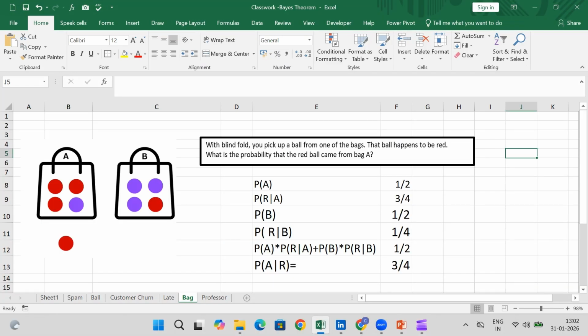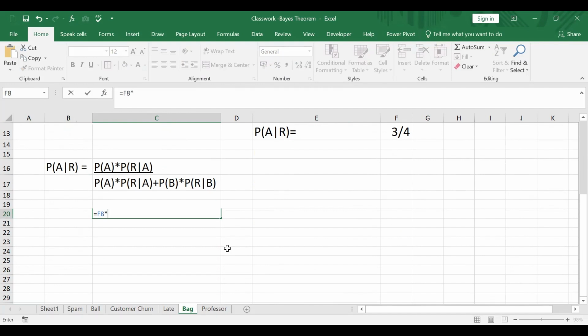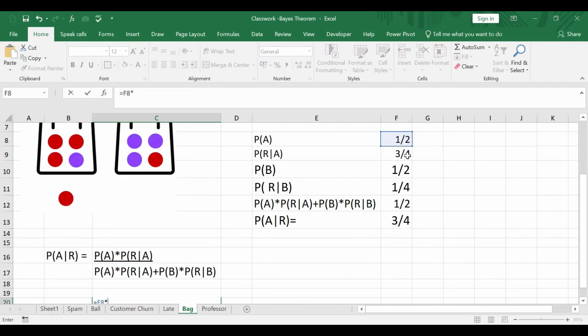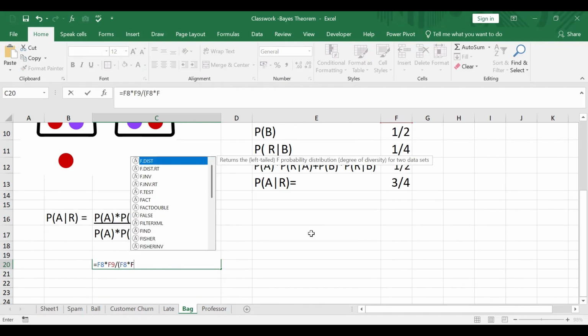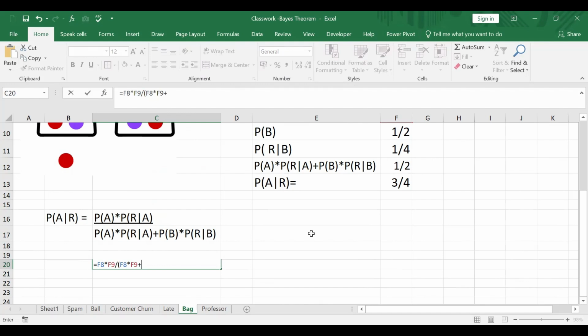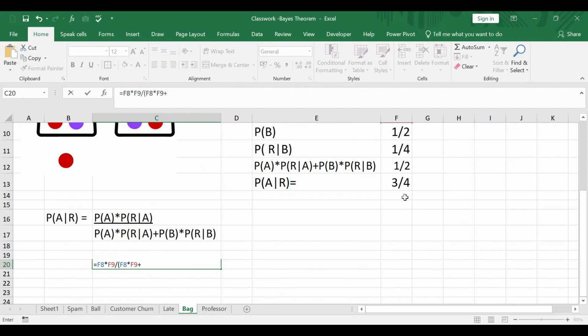Now let us put it here. P of A, what is P of A? P of A is this one, star. P of R given A, that is this one, divided by P of, same thing, star, plus P of B and P of R given B, that is 1 by 2 and 1 by 4.